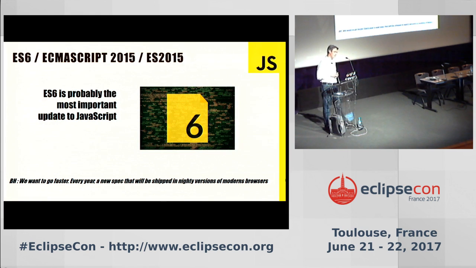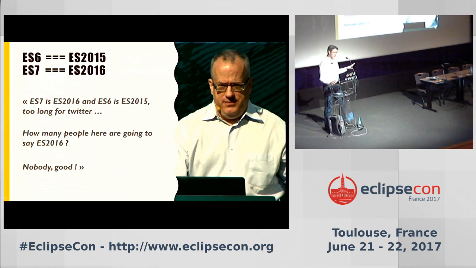Let's talk about ECMAScript. ES6 is the most important update of JavaScript. But today we want to go faster with the release of new JavaScript features. ES6 maybe took, I don't know, 6 years. Now from ES6 we go to 1 year for every new spec. Why? Because we have browsers updated silently with nightly builds and flags you can check or not, so it's easier to make a new release of JavaScript. So you know ES6 is ES2015, ES7 is ES2016. So come on, we are just going to say ES6, ES7, and ES8, okay? It's too long for Twitter, no?